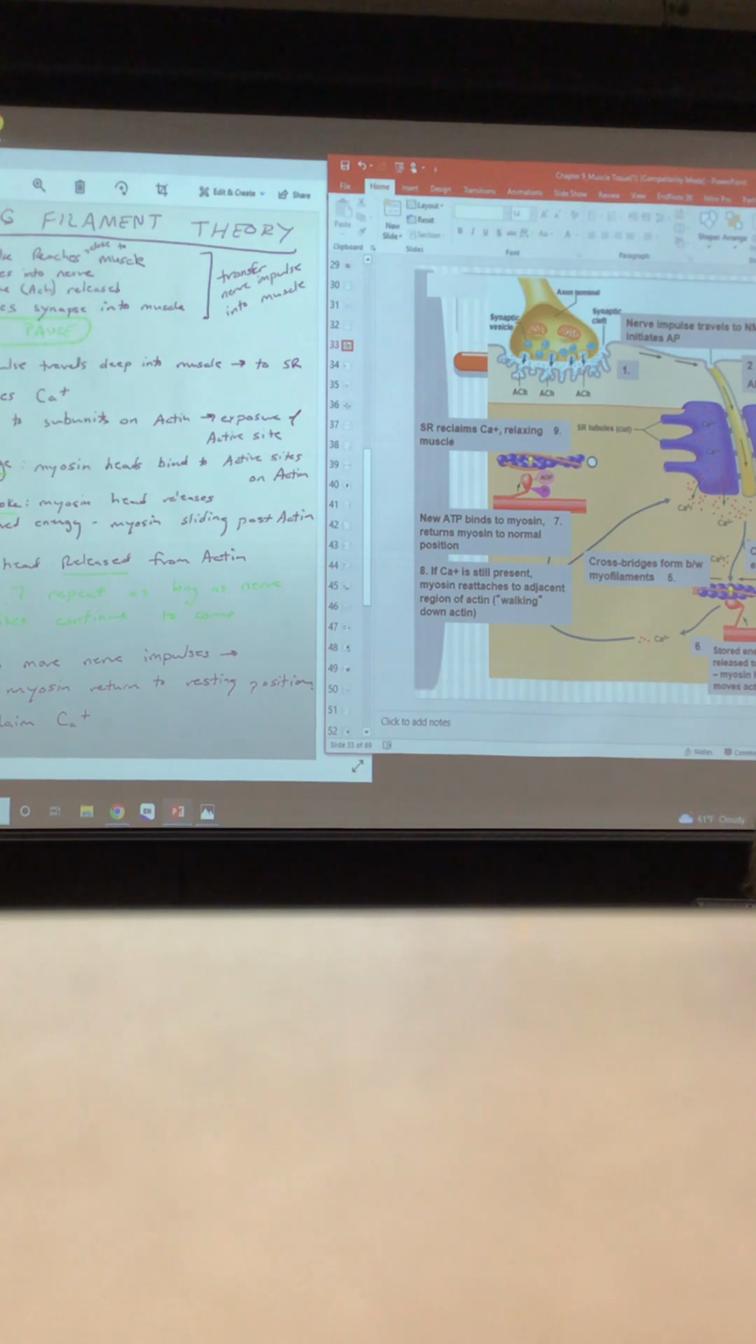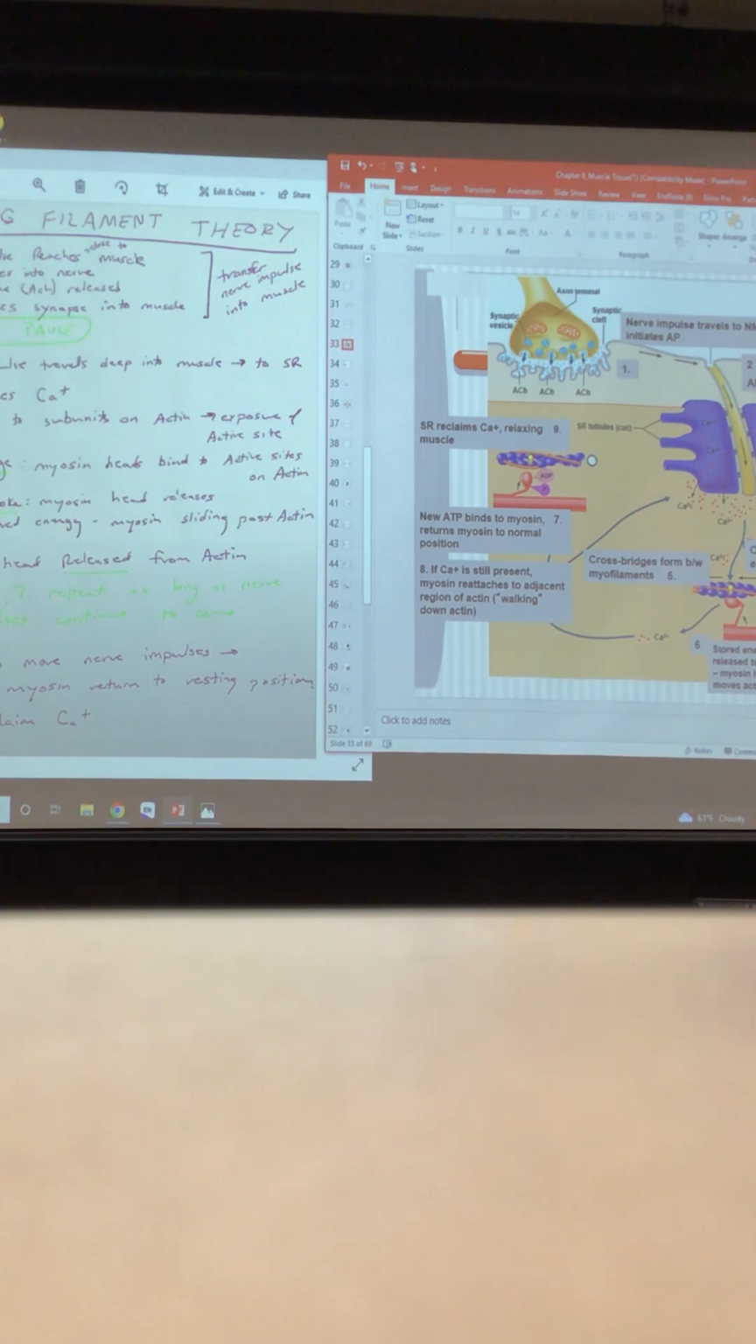Maybe McDonald's should, what's McDonald's logo? I'm loving it. Maybe it should be all about steps of muscle contraction. We're loving it. No? Hungry?